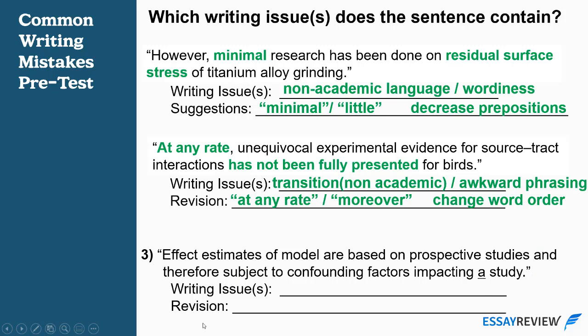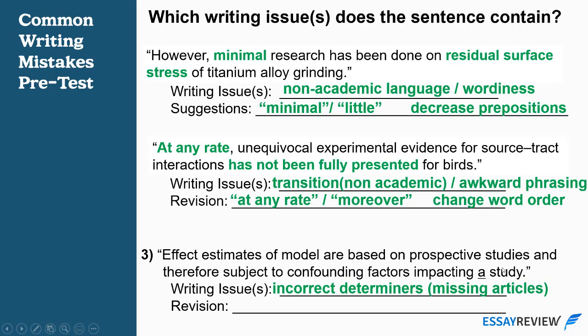"Effect estimates of model are based on prospective studies and therefore subject to confounding factors impacting a study." What's the issue? We're missing a little element of writing. Yes, we're missing articles. Maybe "the effect estimates of the model" is what I would say. So incorrect determiners, we call those determiners. An article is a kind of determiner.